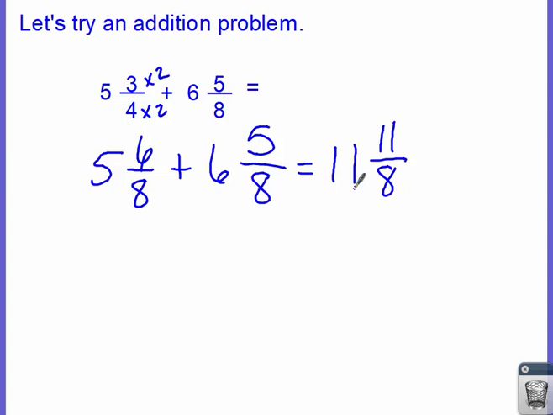So now this particular one is what we call an improper fraction. And yes, we must simplify our fractions. This will only get you half credit if you get this far. This shows me that you understand how to add mixed numbers. So now we've got to simplify.